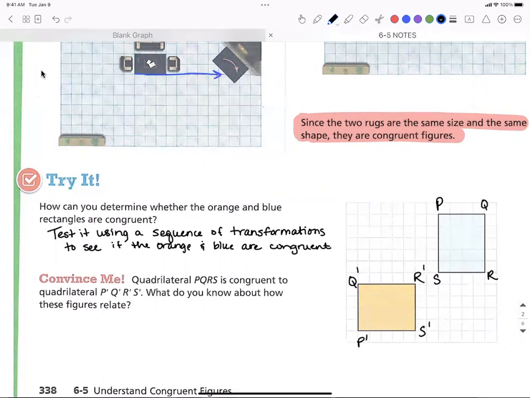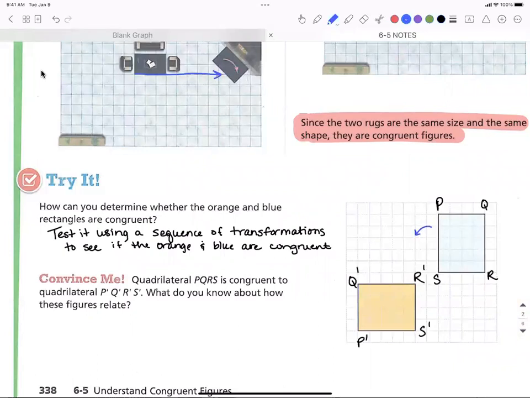So we need to test, can we get the blue shaped quadrilateral transformed, so either translated, rotated, or reflected, so that it lines up perfectly with the orange one? Well, if you think about this in the real world, if you have a box that's tall and a box that's long, what do you got to do to the tall box to get it to look like the other one? Lay it on its what? Yeah, lay it on its side. So the first thing we're going to do with our blue image is we're going to rotate it counterclockwise 90 degrees so that the side PS becomes the bottom.